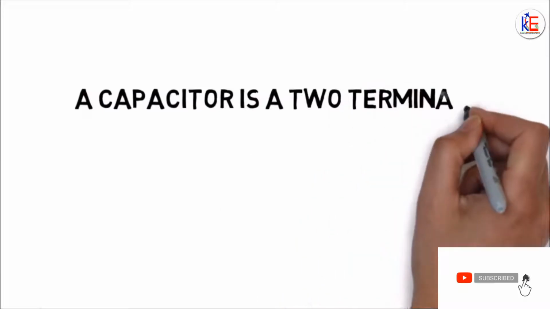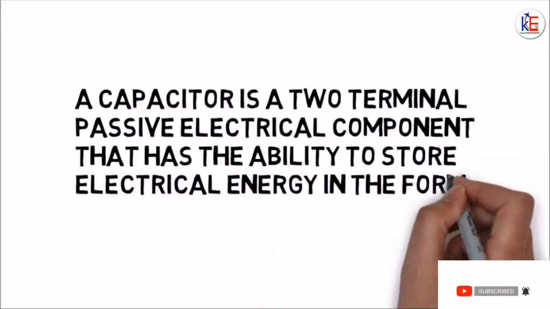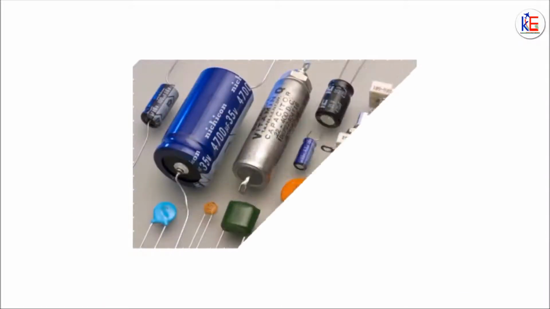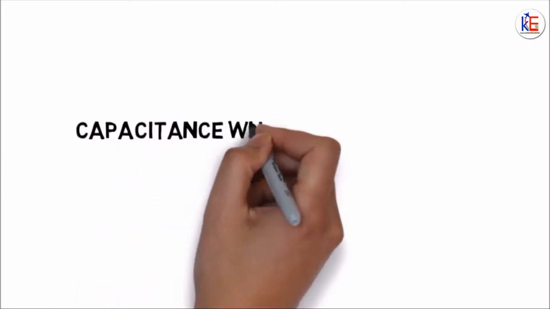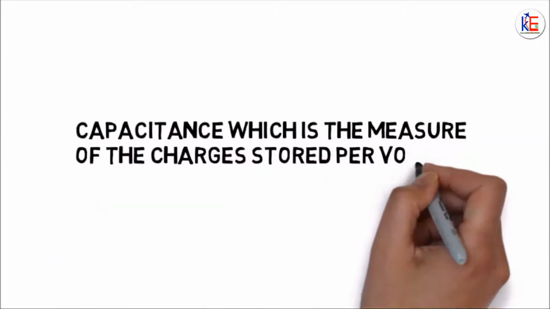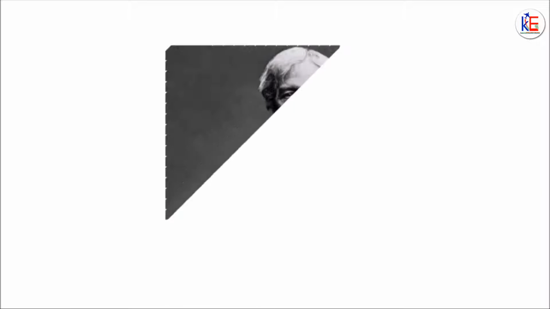A capacitor is a two-terminal passive electrical component that has the ability to store electrical energy in the form of charges. Here are some pictures of capacitors. Capacitance, which is the measure of the charges stored per voltage, is measured in farads. Named after the British scientist Michael Faraday.